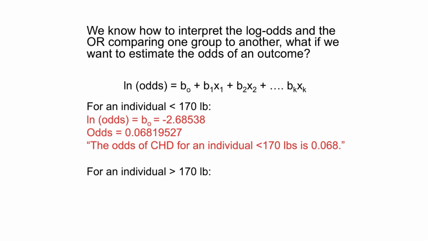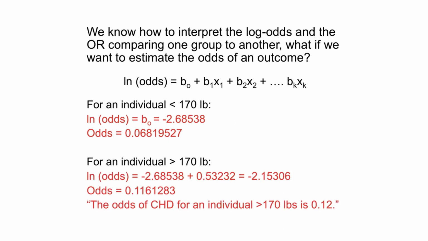For an individual less than 170 pounds, which is the reference group here, we simply exponentiate the intercept of negative 2.78 to get 0.068. This tells us that the odds of CHD for those less than 170 pounds is 0.068. For an individual greater than 170 pounds, we add the intercept and beta 1 to get negative 2.15. And then we exponentiate this value to get 0.116. This tells us that the odds of CHD for those greater than 170 pounds is 0.12.